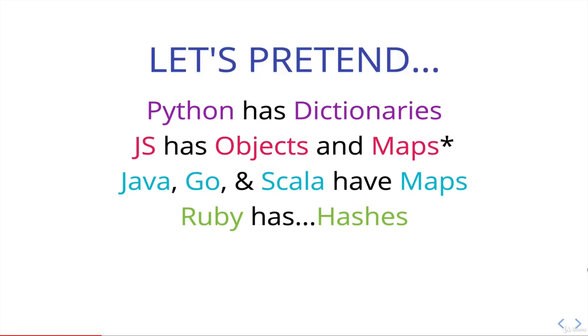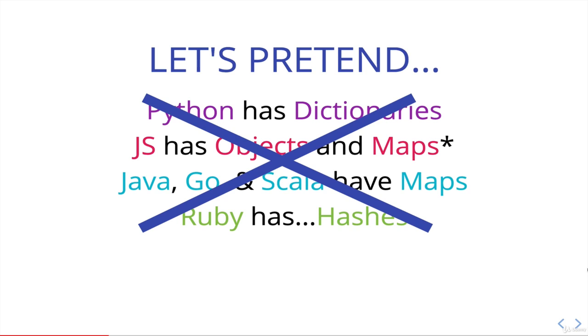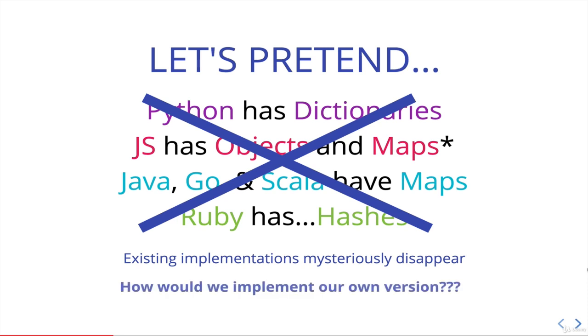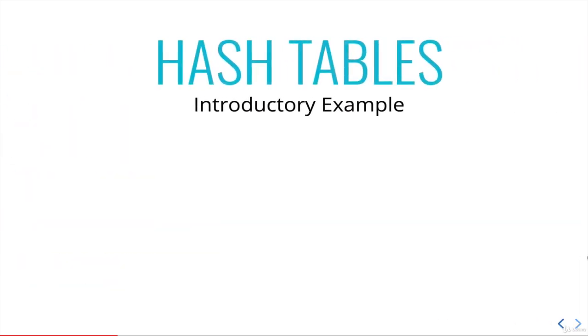Okay, so let's pretend that those disappear. We're not able to use the basic built-in JavaScript objects or Python dictionaries. If we still want a key value data store, we need to implement our own. So that's what we're going to do. Imagine they just mysteriously disappear. How would we write our own version of a key value pair hash table, a data store?